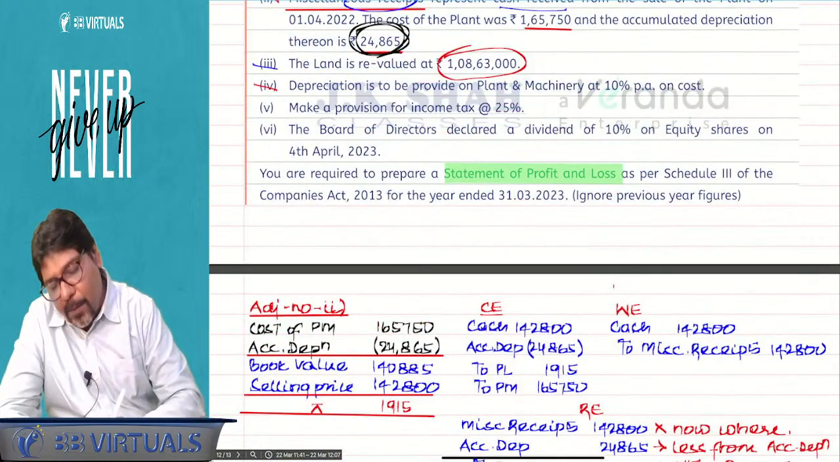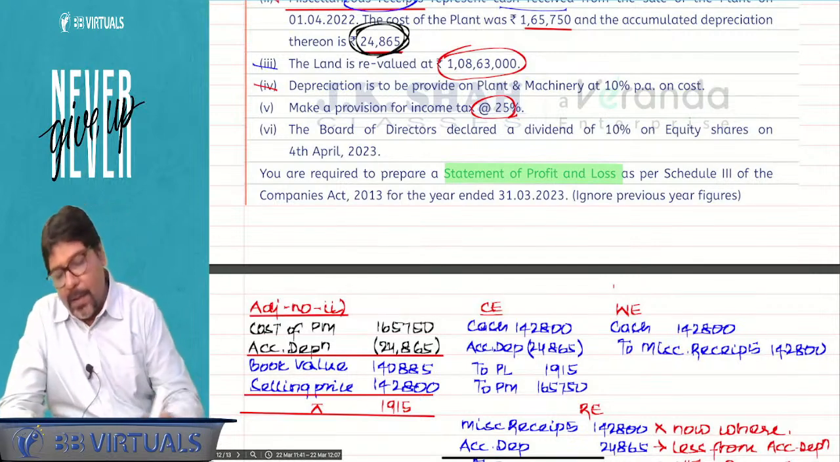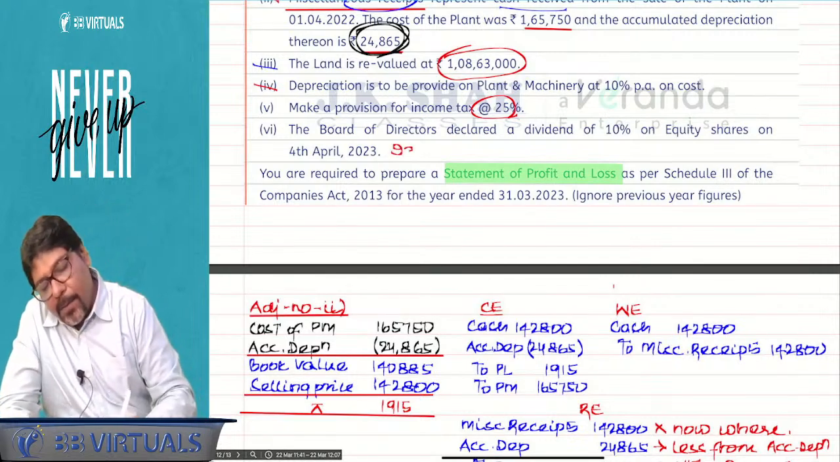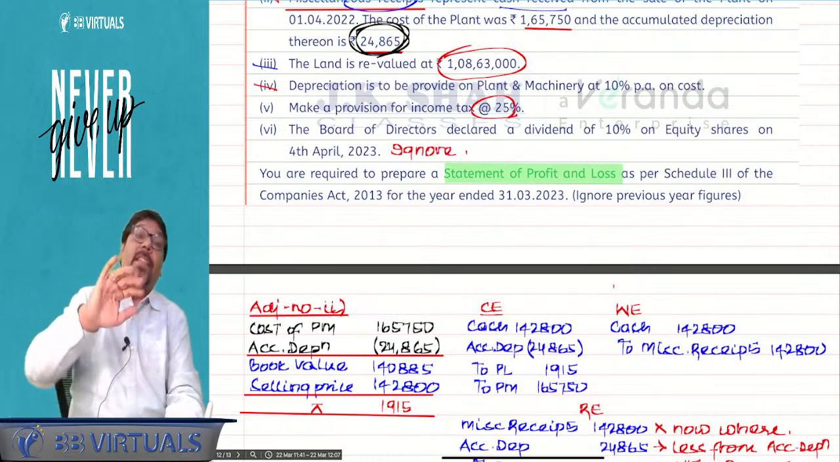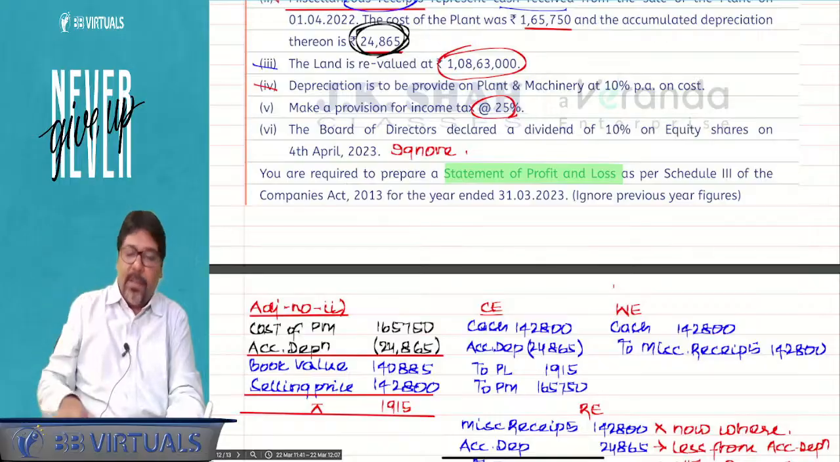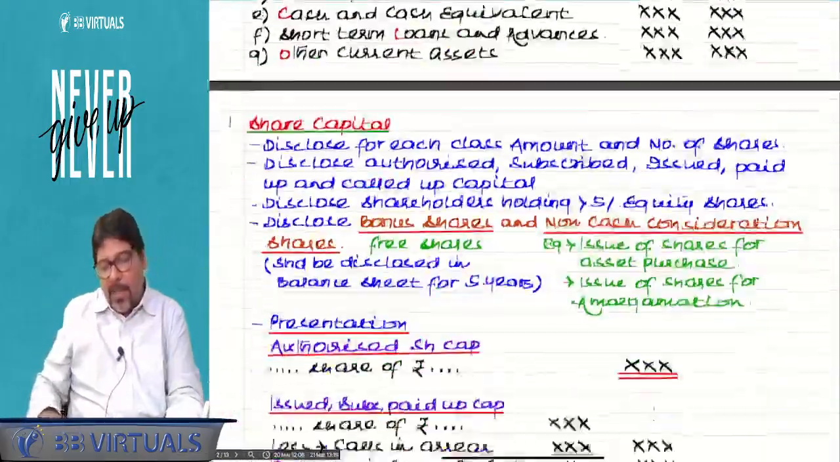Adjustment number 5. Make a provision of 2.25% on tax. That I will do later. The board of directors declared a dividend of 10%. Ignore. Why is the dividend ignored? Because that dividend is declared after the year end, and that also we have not written in the financial statement.